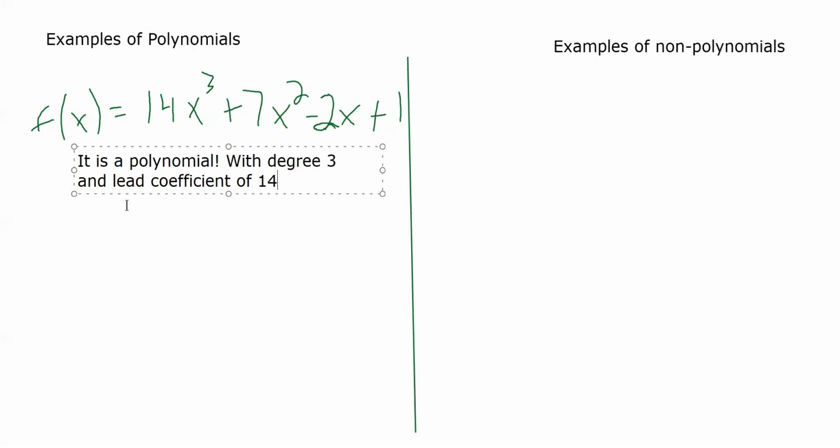One thing to be wary of, lead coefficient doesn't always mean it's at the beginning. It'll be at the beginning if you write the polynomial in proper descending order. But if you don't, the lead coefficient doesn't have to be the first one. It's whatever coefficient is attached to the highest powered term. And just to drive that point home, let's look at another example.